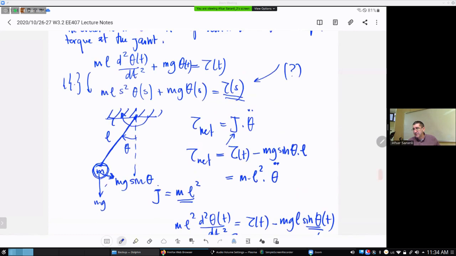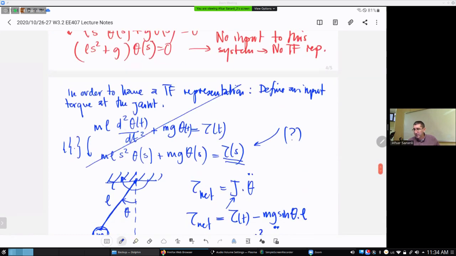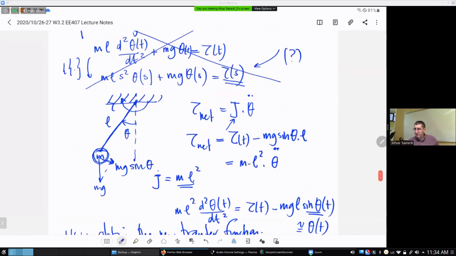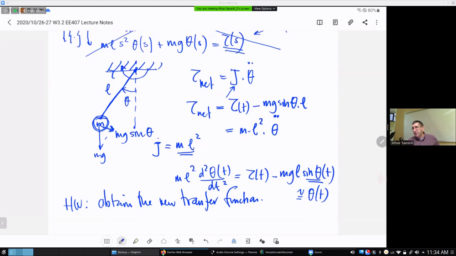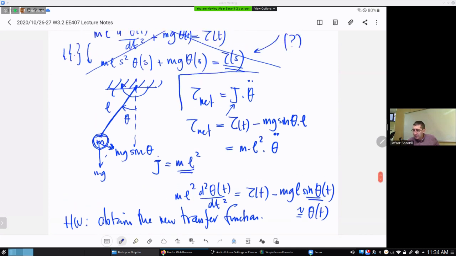Okay, and let's get rid of this part. So if you have an input torque and you want to model the system in the domain of rotational angle, you can project everything to the rotational domain, and you can model it as a rotational dynamic system by using Newton's second law of motion in the rotational domain. Okay. Any questions?